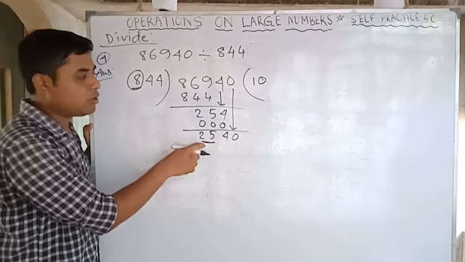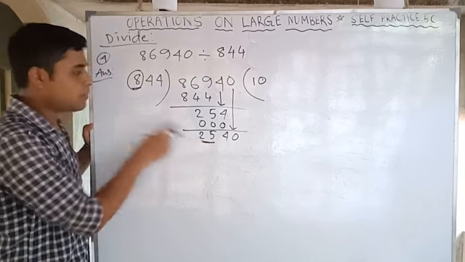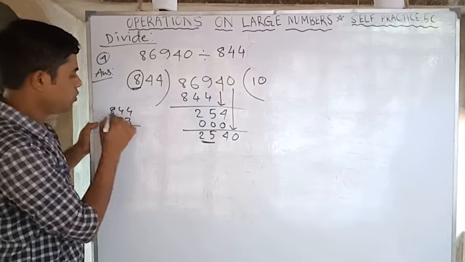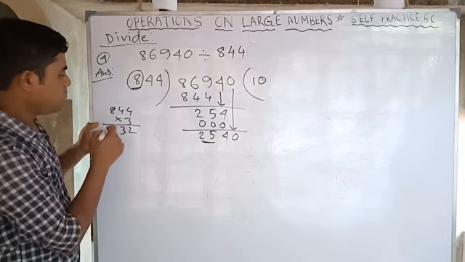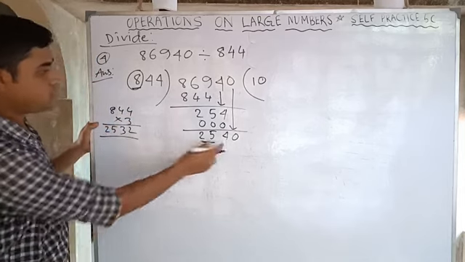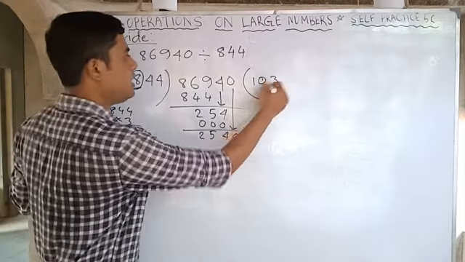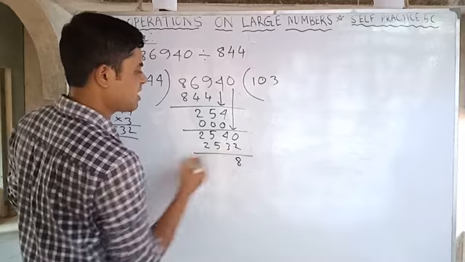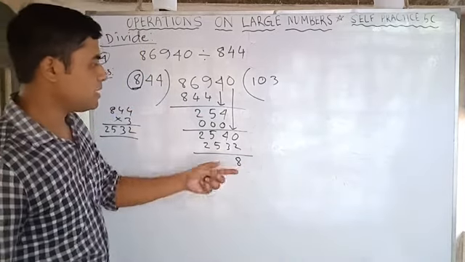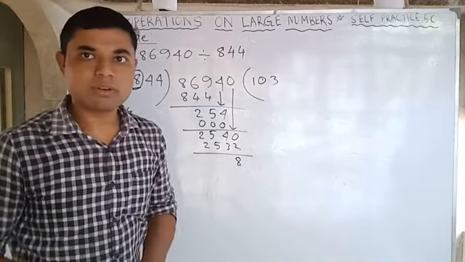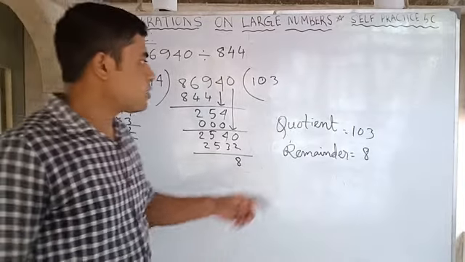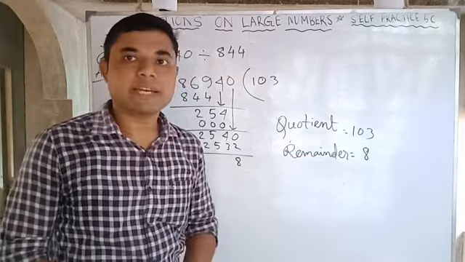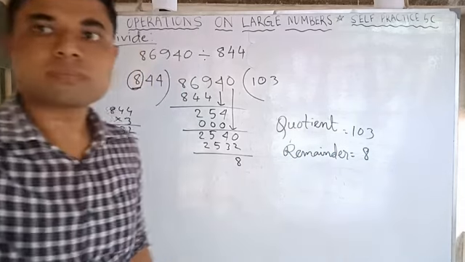Let's check for 3. It will go by 3. It will be 2, 12, 13, and 24, 25. Look, this is smaller. So by 3, 2, 5, 3, 2. Minus 8. No digit is left. That means this becomes the remainder. So write quotient is equal to 103 and remainder is equal to 8. Is it clear?